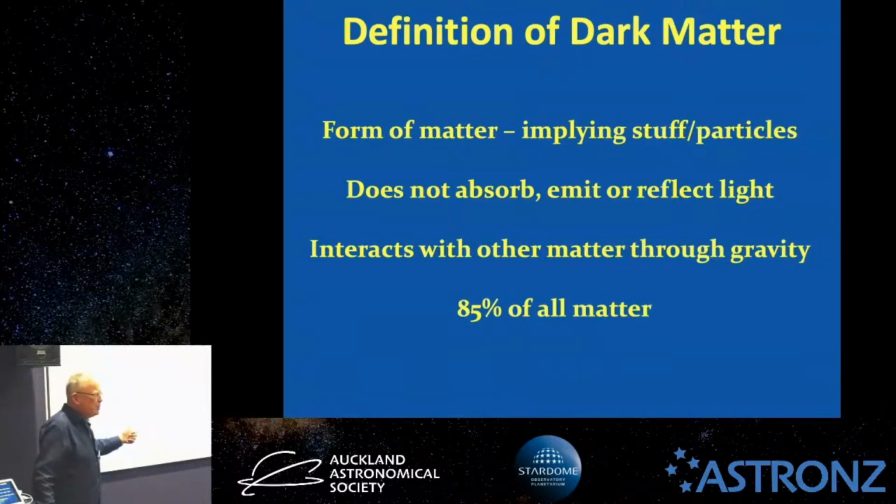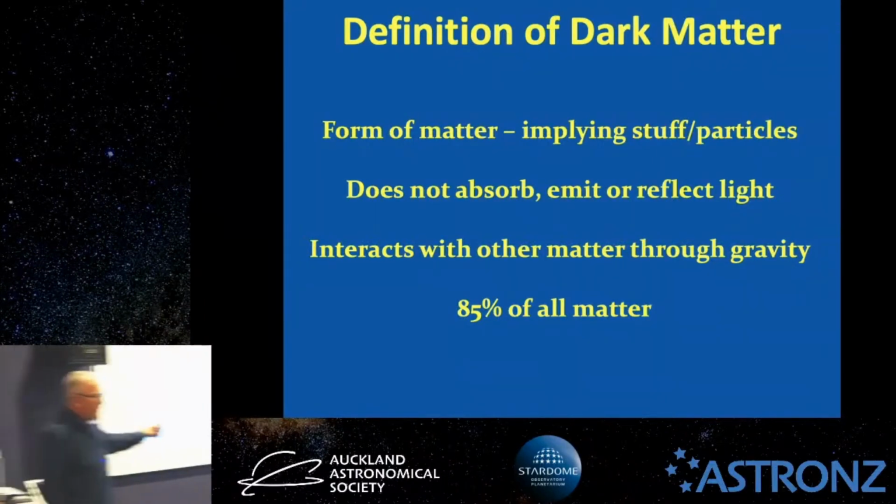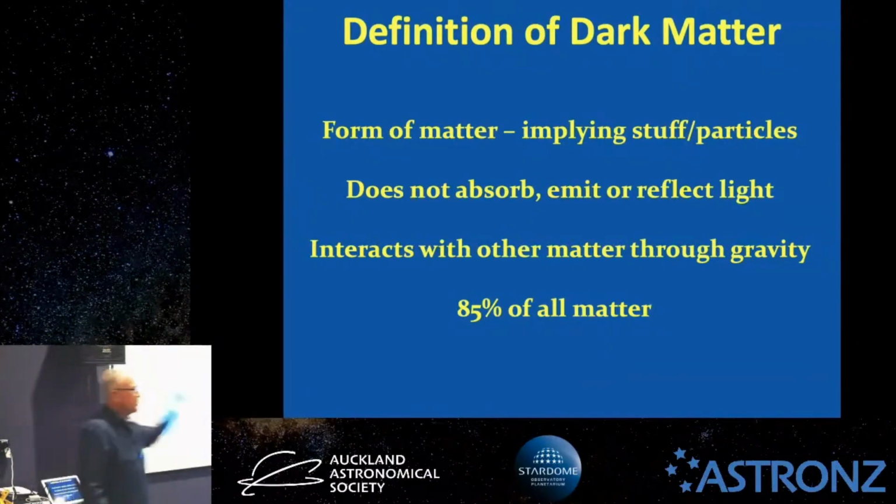You might say, well, how do you know it's there? Because it doesn't reflect light, it doesn't emit light, it doesn't absorb light. How do you know it's there? It's through its interaction through gravity. You think, really, how does that work?